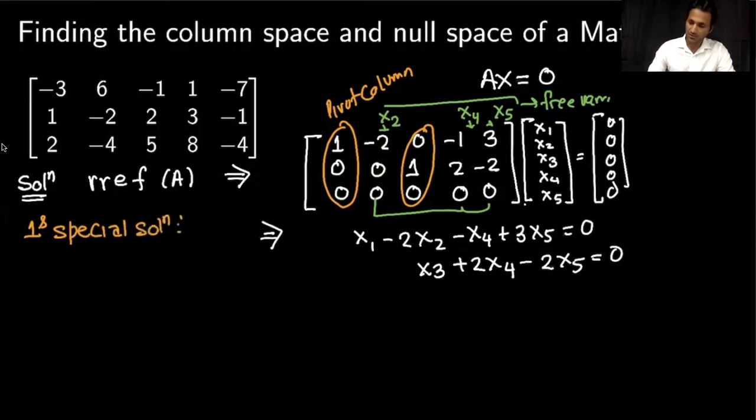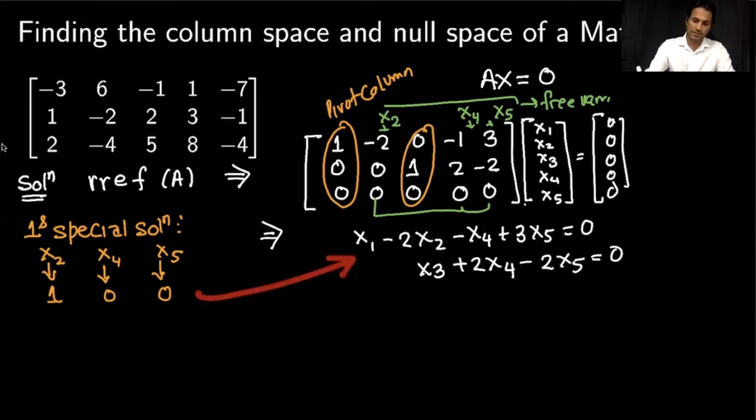I'm going to call this the special solution. So I have x2, x4 and x5. These are my free variables. I'm going to assign the value 1 to x2, and I'm going to assign the rest of these two a value of 0. Now if I plug these values of x2, x4 and x5 into this linear system, I will get x1 minus 2 times x2, which is 1, x4 is 0, and x5 is 0. So that will give me immediately x1 is 2.